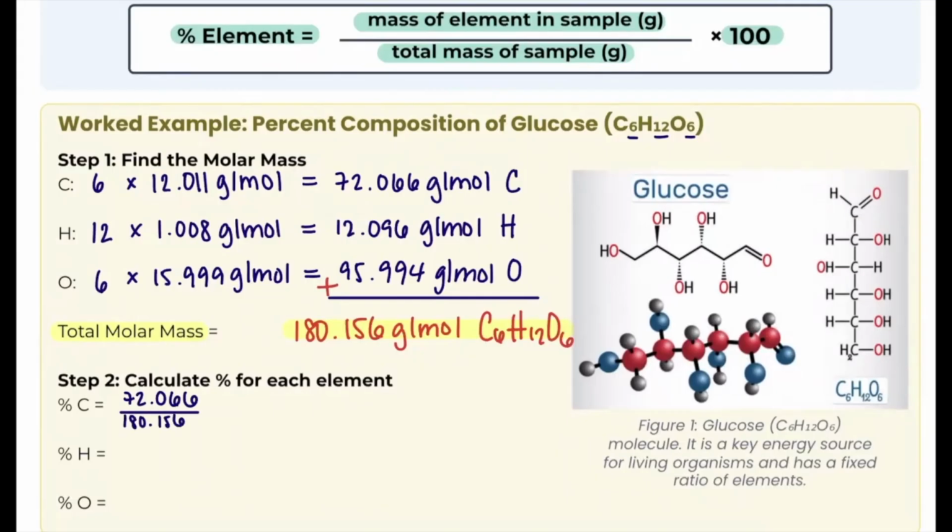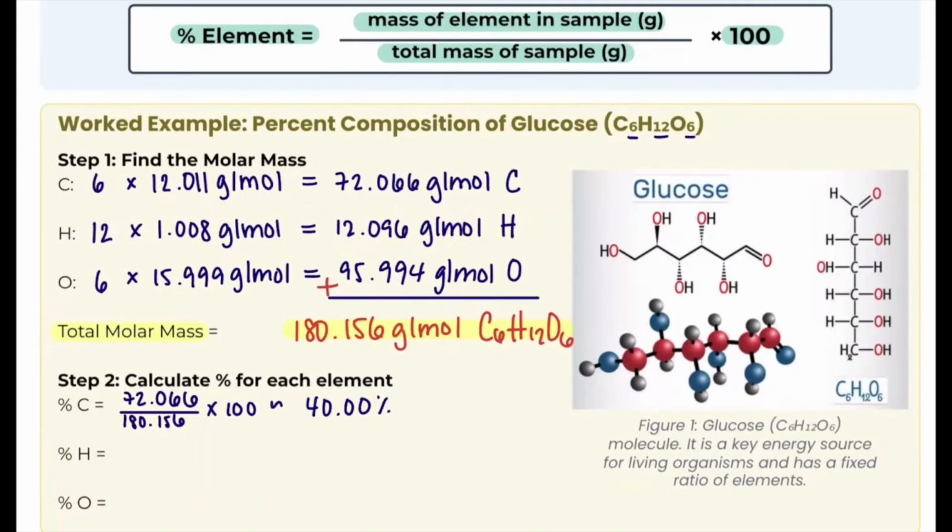And then going ahead and multiplying by 100, we end up getting about 40.00%. And I rounded it to 4 significant figures because the number with the least amount of significant figures from the molar masses that I reported was the hydrogen. From my periodic table, it gave me 1.008, so we're going to keep it at 4 sig figs.